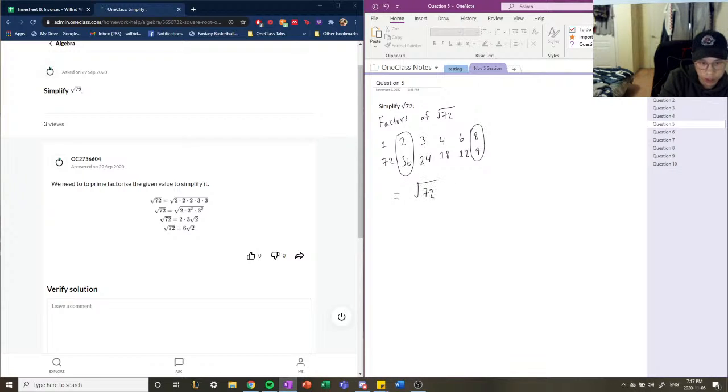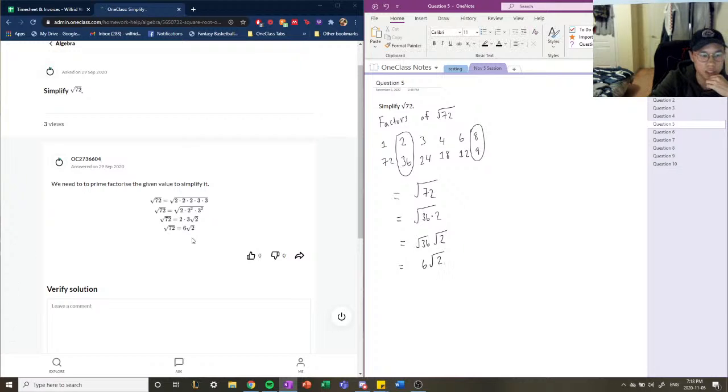So root 72 can be broken down to be root 36 times root 2, right? And in radical form, this can be written out as root 36 times root 2. Since 36 can be rooted, we write 6, and root 2 can't be simplified into an integer if we square root it, so we're just going to leave it at root 2. And this 6 times root 2 is equivalent to root 72, and in that way we have simplified root 72.